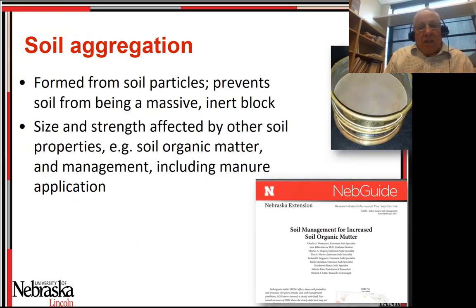Soil particles can be very small, like clay particles. We cannot see them with a light microscope; we need an electron microscope to visualize them. If we did not have soil aggregation, our soil would essentially be a massive inert block. The size and strength of the soil aggregates are affected by other properties, especially soil organic matter. We've addressed this recently in a new extension publication on soil management for increased organic matter, but aggregates are also affected by management practice, including manure application.